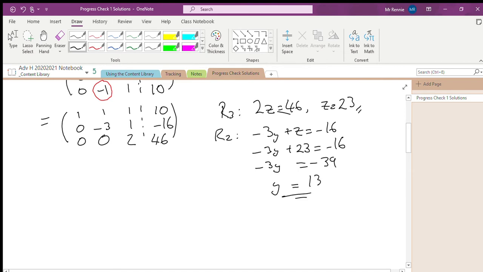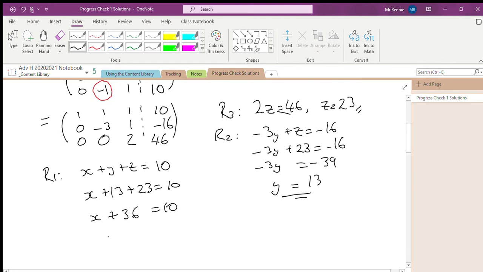I'm now going to use row 1. So row 1, that's going to be an x plus a y plus a z, that equals 10. So x plus y, that's 13, z is 23 equals 10, so that becomes x plus 36 equals 10. Take off the 36, I get x equals negative 26.